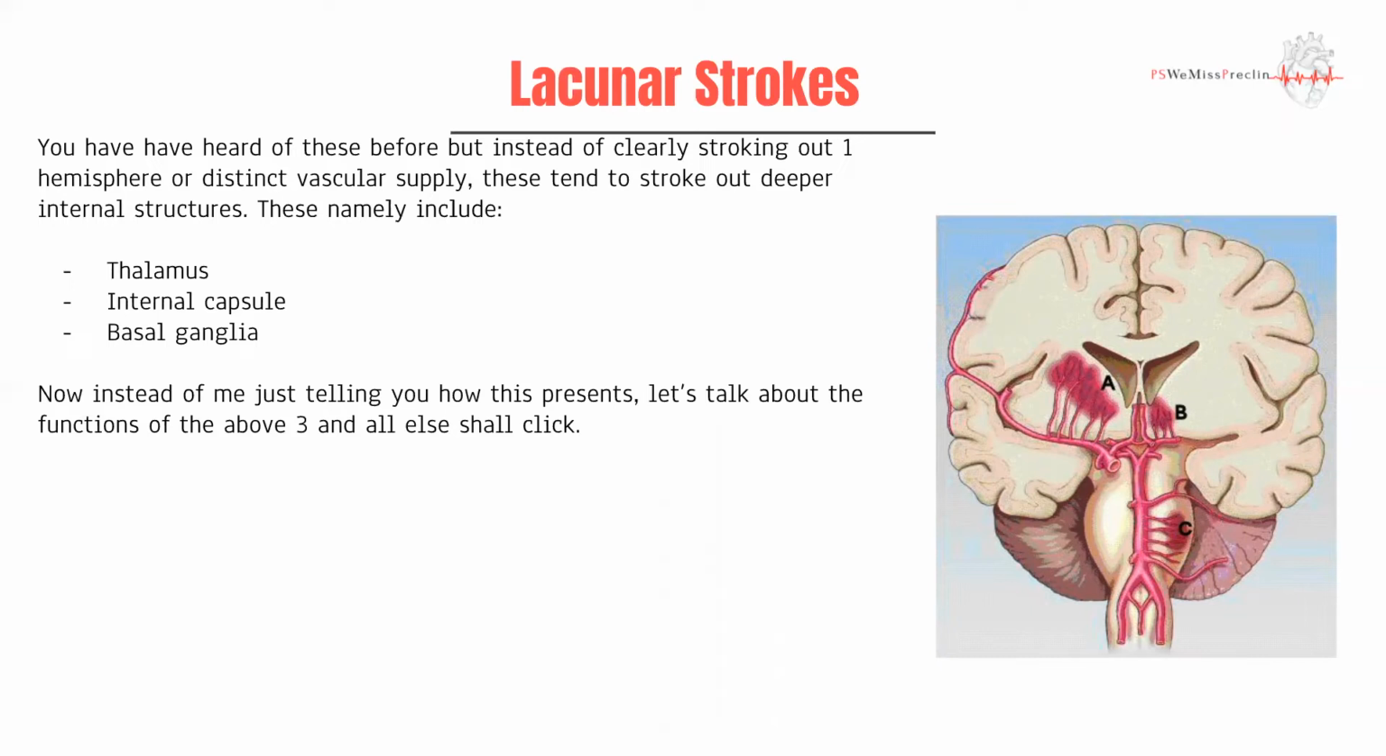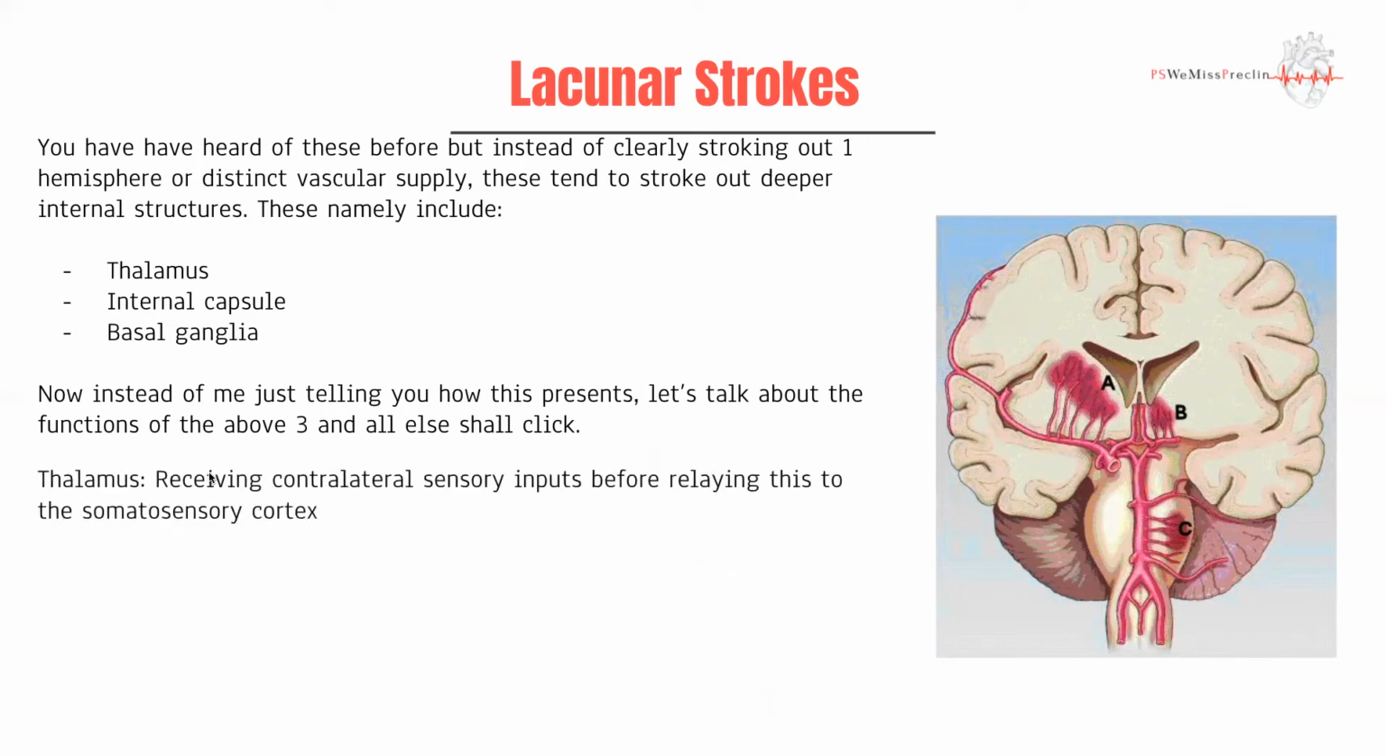When it comes to learning about the features of lacunar strokes, it is so confusing to just read through a list because it does not make sense. If you read a list, it says it can present with this or that or this or that. A combination of A, B, or C, D does not make sense. So let's break it down into something that hopefully does. Now we know that a lacunar stroke can basically stroke out either the thalamus, the internal capsule, the basal ganglia, or a combination of any of these. So we need to talk about the functions of each one of these to then understand how these would present.